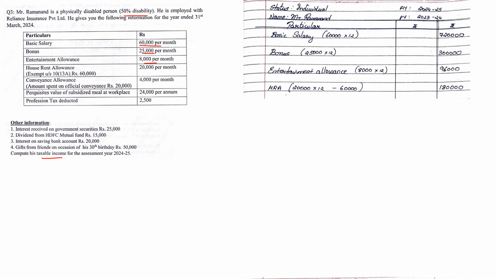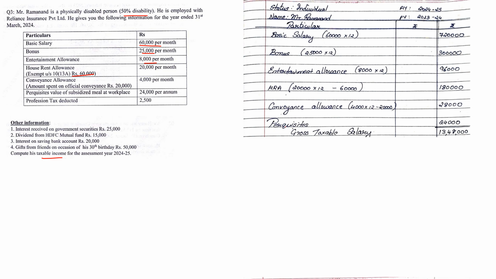House rent allowance 20,000 per month, so 20,000 into 12 is 2,40,000, minus 60,000, which comes to 1,80,000. Whatever is exempt, minus it. Conveyance allowance 4,000 per month, so 4 12s are 48, minus 20, so that comes to 28,000. Perquisites are all taxable, 24,000 per annum fees. We noted down and added up, and we got the gross taxable salary 13,48,000.